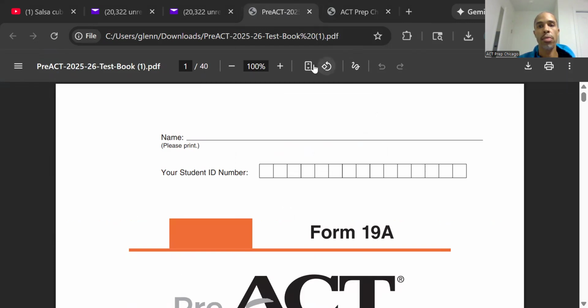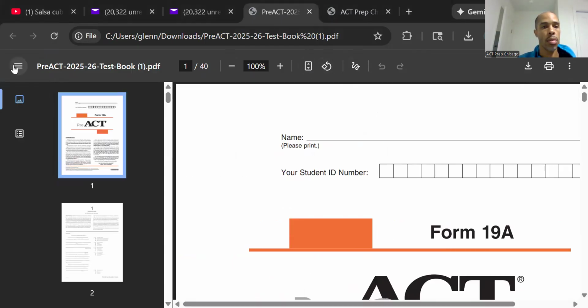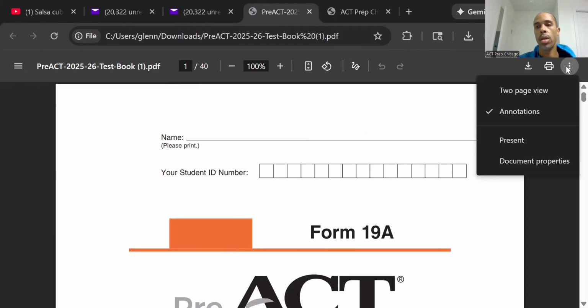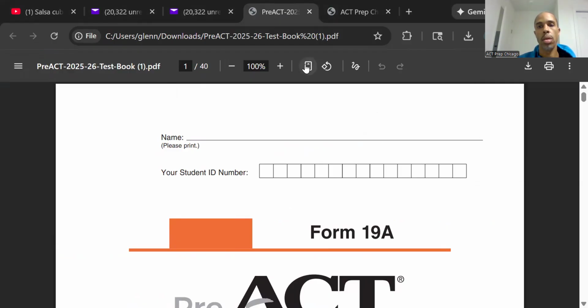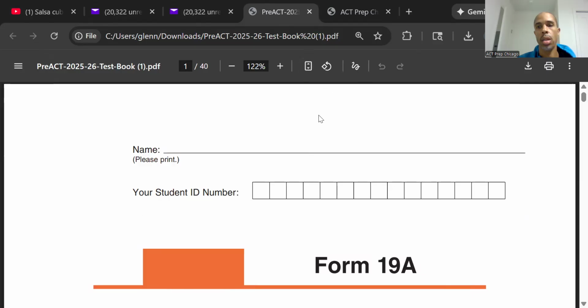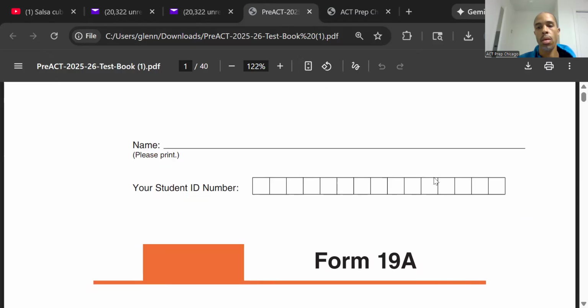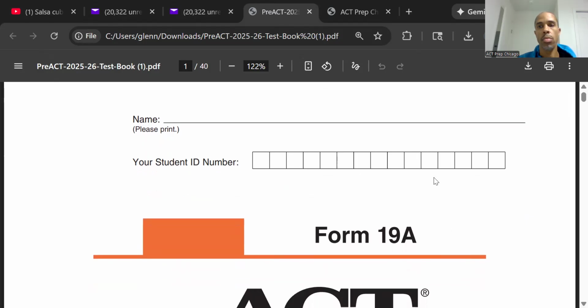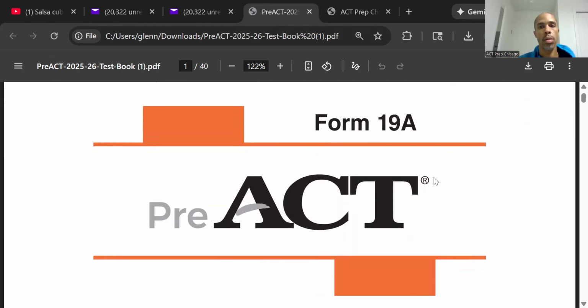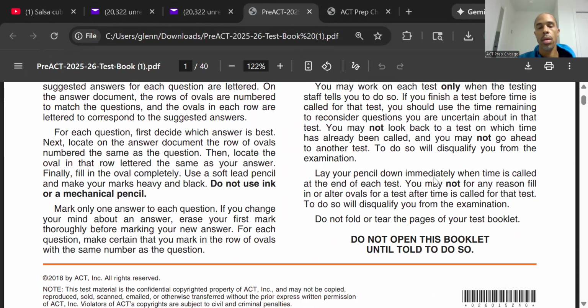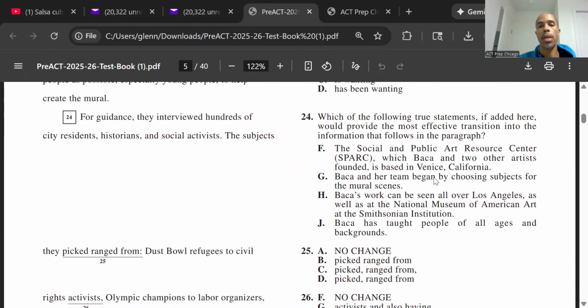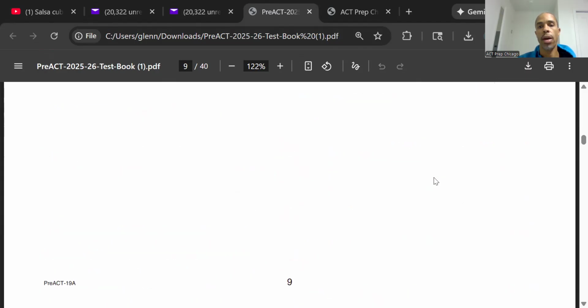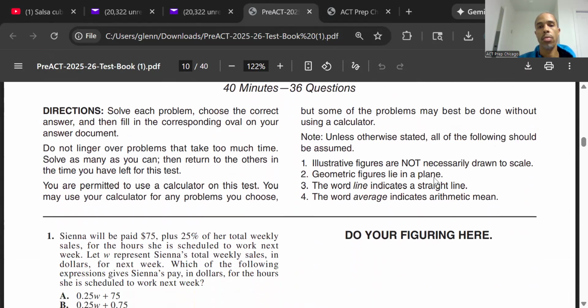Let's see how we can make this a full screen. Okay, without further ado, let's get started. So let's scroll down. This is the PACT that was given October 2025 to schools. So we'll scroll down to the math questions.